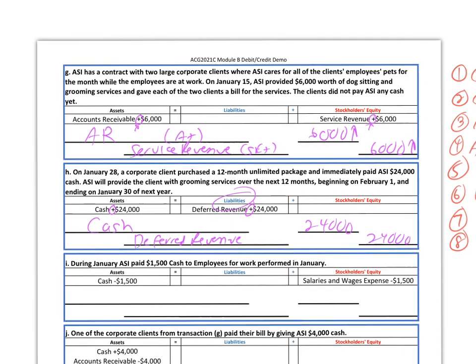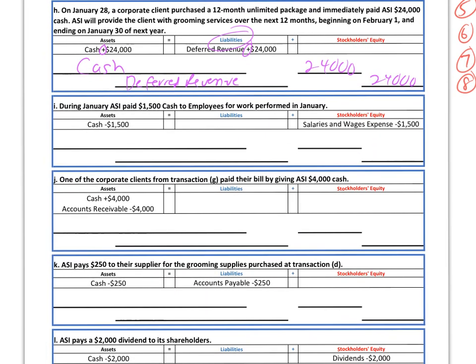Let's go to the next one. Paid $1,500 cash to employees for work performed in January. Cash out, credit bottom. That's the rule. Cash out, credit bottom. We're going to put that in for $1,500. The amount is decreasing. Again, positive numbers in the journal entries. Don't put a negative there, even though the account is decreasing.